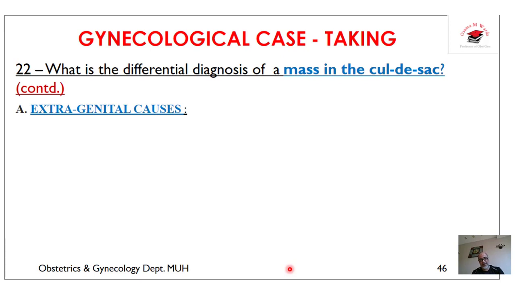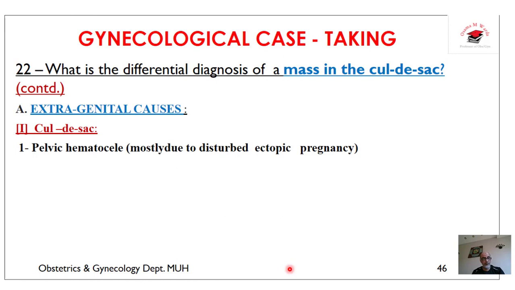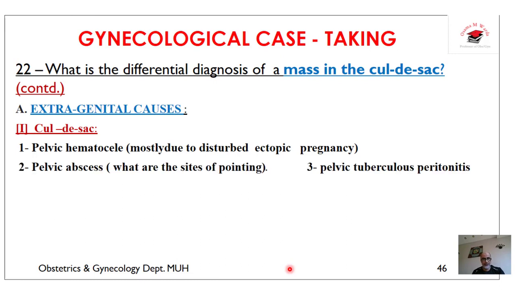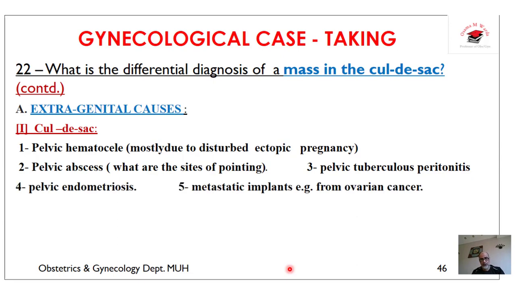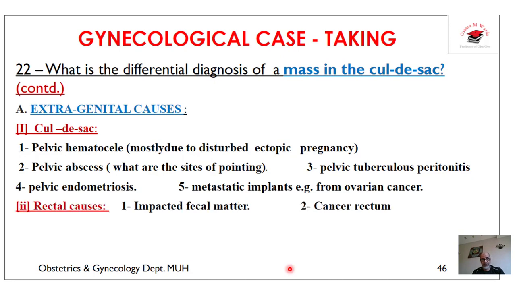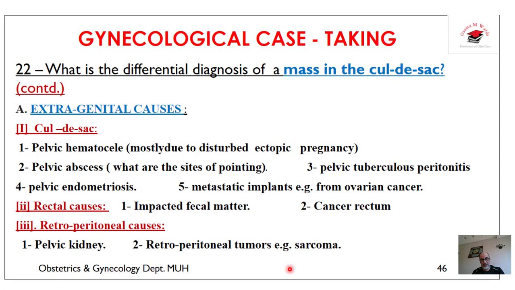Extragenital causes of mass in the cul-de-sac include pelvic hematocele, pelvic abscess, pelvic tuberculosis or tuberculous peritonitis, pelvic endometriosis, and metastatic implants from ovarian cancer. Rectal causes: impacted fecal matter or cancer rectum. Retroperitoneal causes: pelvic kidney and retroperitoneal tumors such as sarcoma or lymphoma. Tumors of pelvic bones.